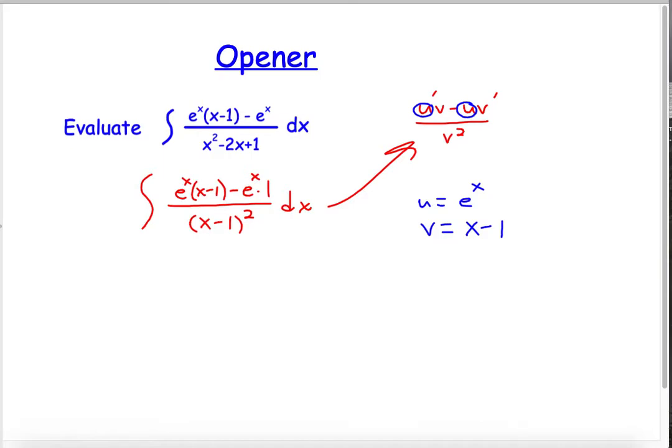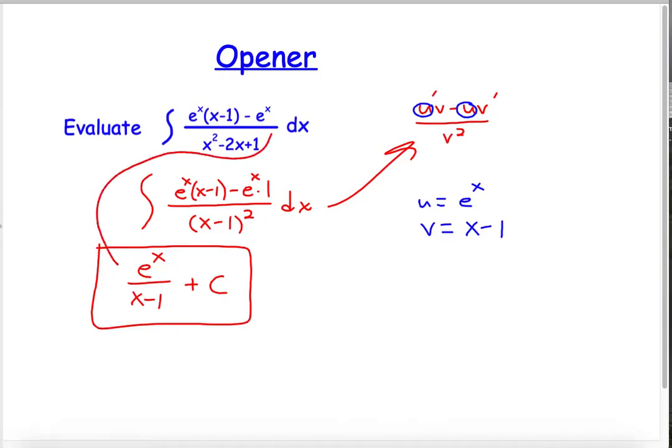So the antiderivative of that is going to be the quotient e to the x over x minus 1, plus any constant. Go ahead and differentiate that and make sure you see that that's what you would get when you found the derivative of this. Alright, but that wasn't the real opener.